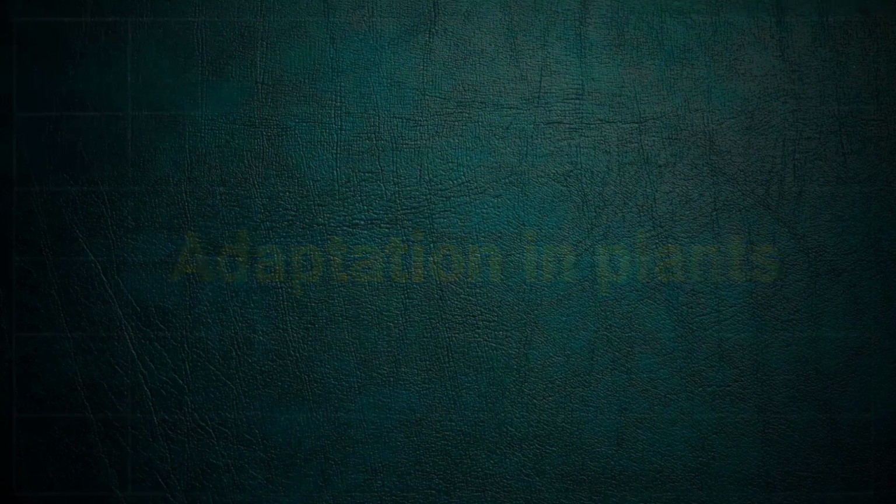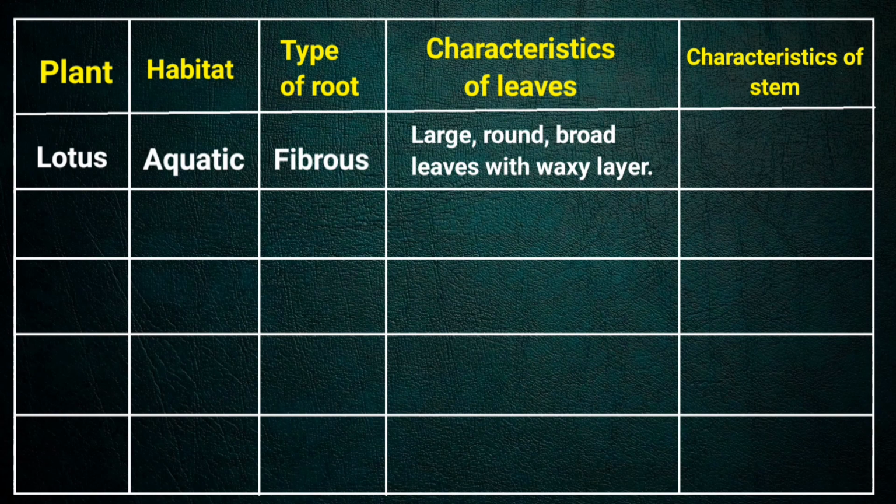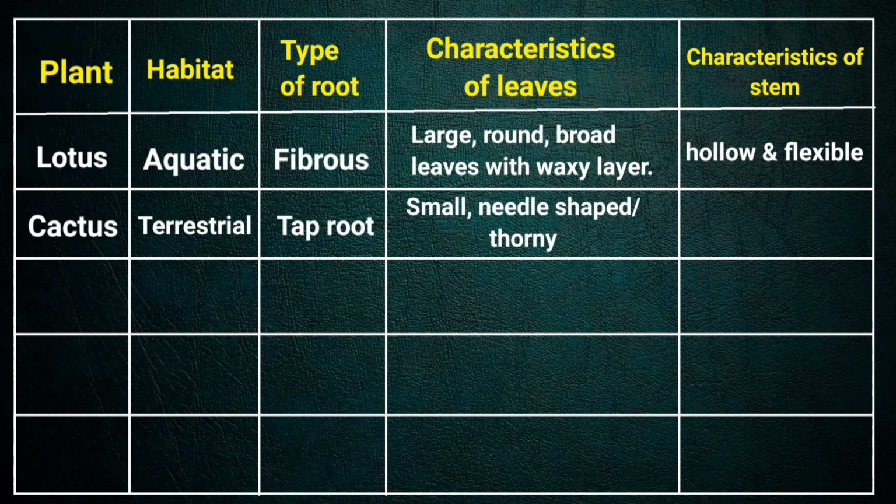Adaptation in plants. Observe and complete the given chart. For example, lotus is an aquatic plant. It has fibrous root having large, round, broad leaves with a waxy layer and having hollow and flexible stem. Cactus is a terrestrial plant. It has taproot having small needle-shaped or thorny leaves and fleshy and bulgy stem.